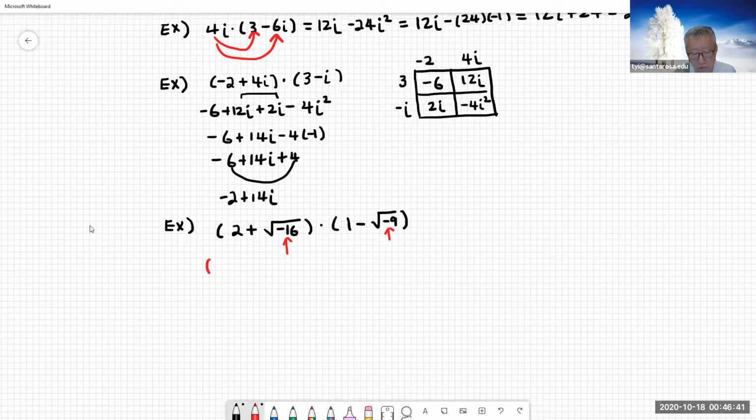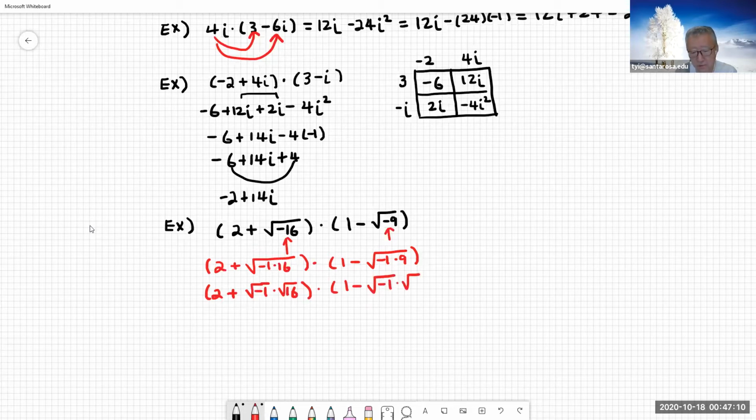Okay, so let's just do that. So this will be 2 plus square root negative 1 times 16, times 1 minus square root negative 1 times 9. So we have 2 plus square root of negative 1 times the square root of 16, times 1 minus square root of negative 1 times the square root of 9. Okay. So 2 plus i, now square root of 16 is 4. 1 minus i, square root of 9 is 3. So what we have now is 2 plus 4i times 1 minus 3i.